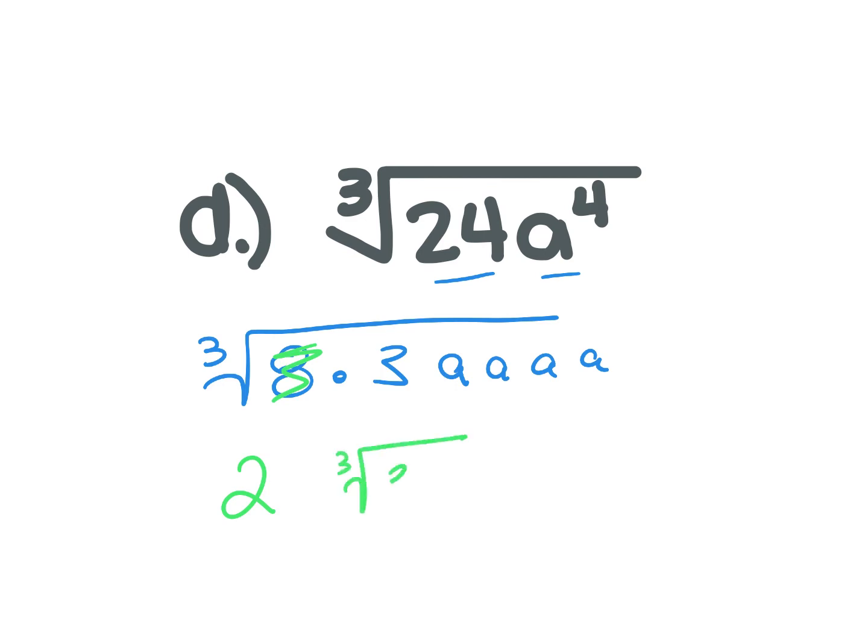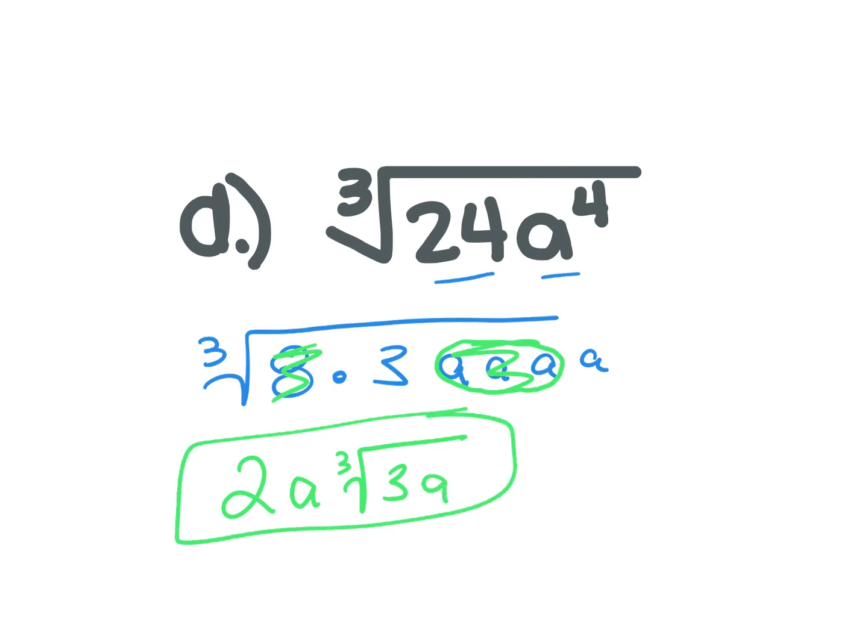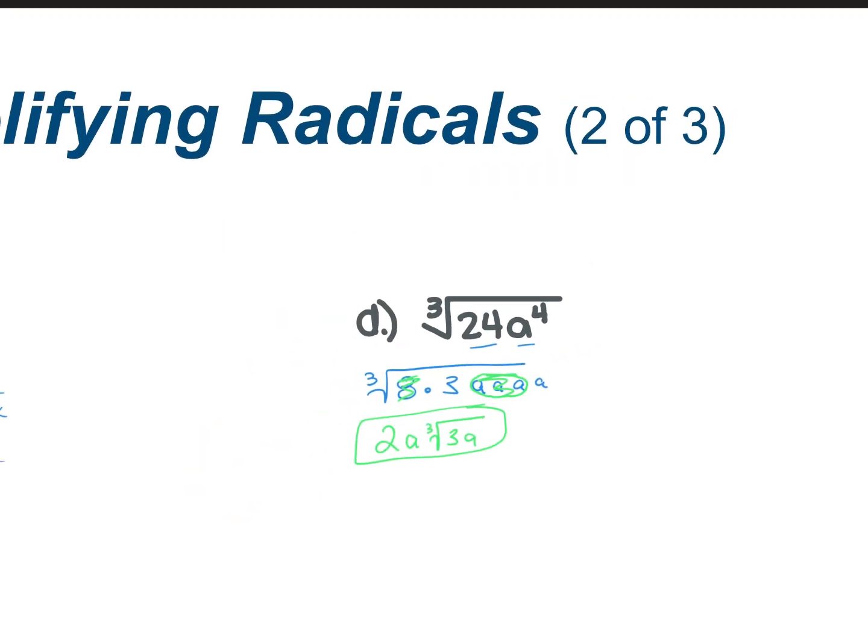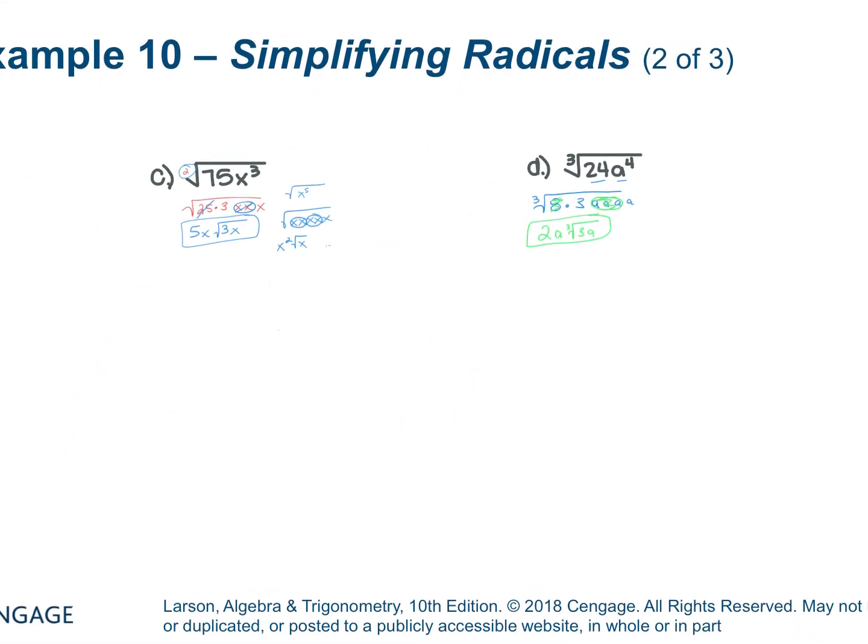Cube root of 3. And then how many A's do I need to have in a set before I can pull it out? I have to have 3. So how many sets of 3 can I pull out? 1 set. Great, guys. Very good. And that's what we're left over. Awesome. Moving along very well. Good job.